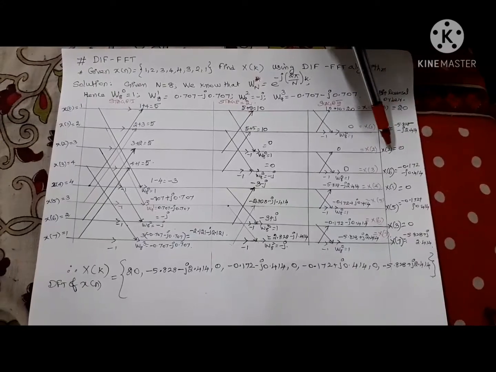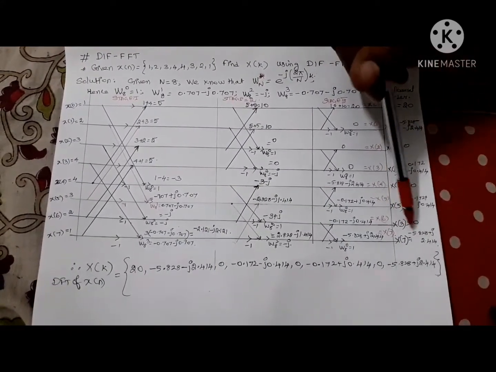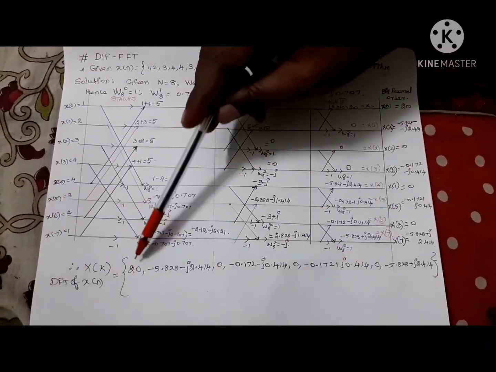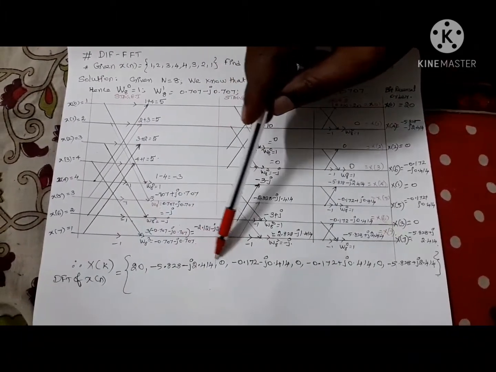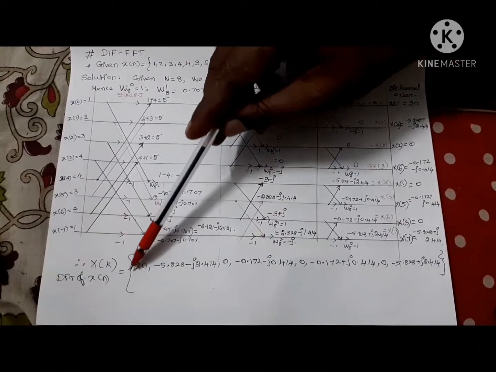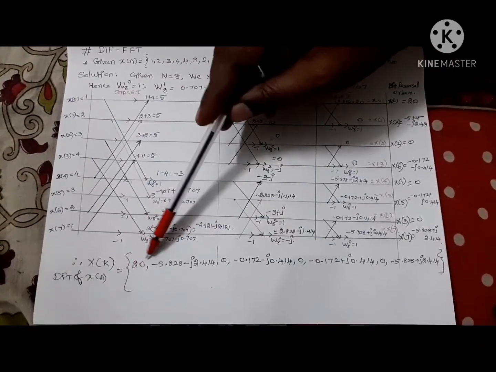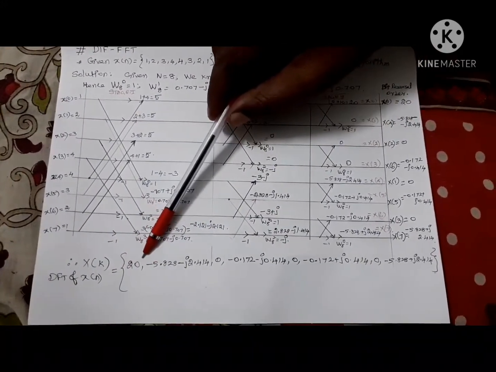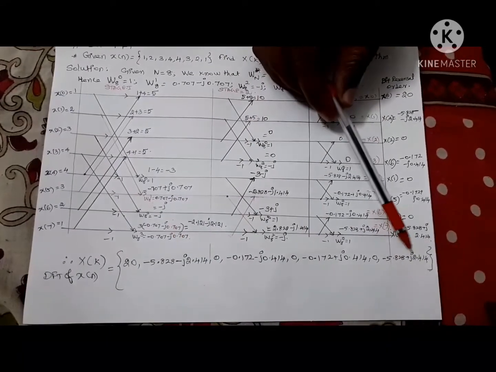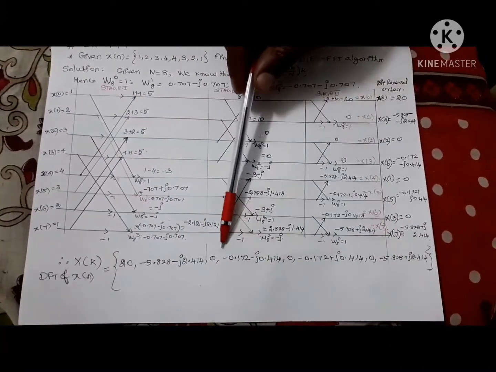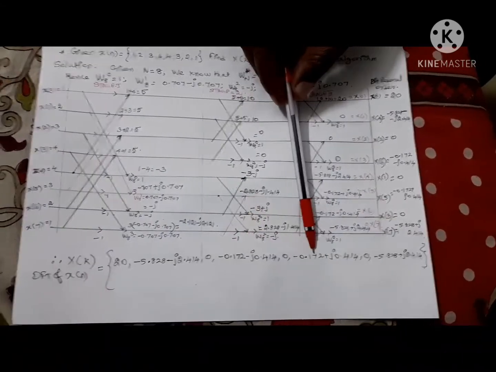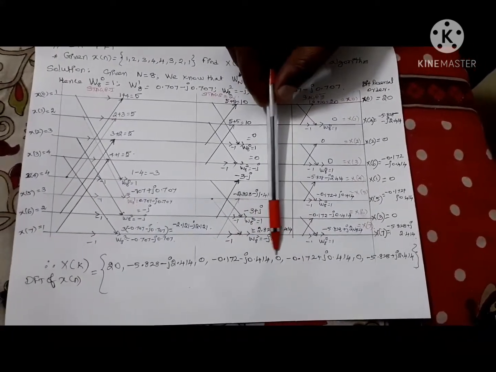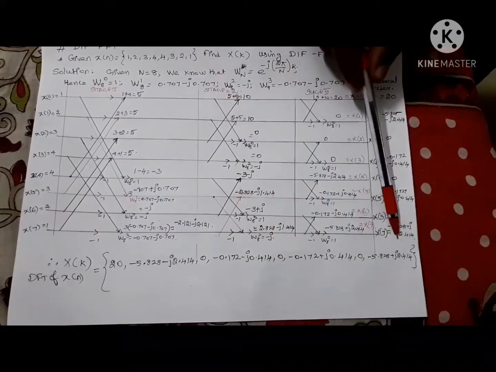So X of 0 4 2 6 1 5 3 7, and you write the values. So first one 20 like this, minus 5.828, and so on. So you can check also, first value is 20, so this is summation of all the given inputs. Then this value, it is conjugate here, minus plus, then again 0 0, so no problem. Then here minus j, here plus j, same value, then center point is 0. So like this you can cross check also.